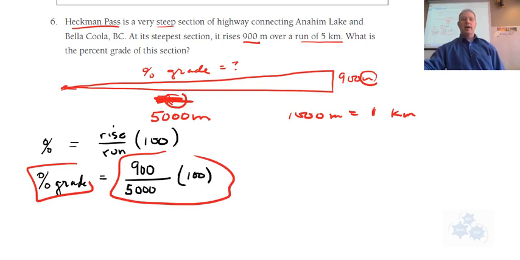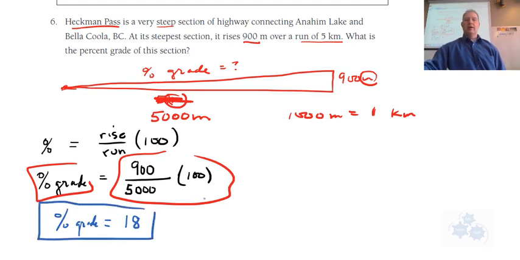Okay, so what do we got? 18%? Okay, that is true, actually. 18. So 900 times 100 divided by 5,000. You can just do that on your calculator if you want. And it would be 18. Okay? So the percent grade is 18%. Now that is super steep, isn't it? It's hard for us to imagine what that's like, but that is the answer. Yeah, 18%. Okay. I was running ahead of myself there doing a different question.